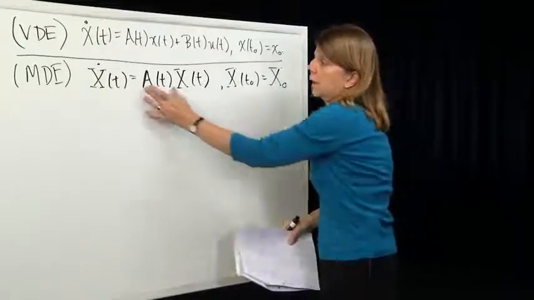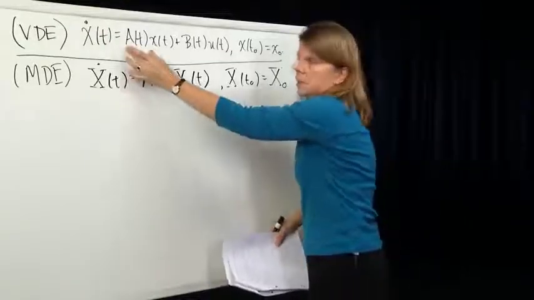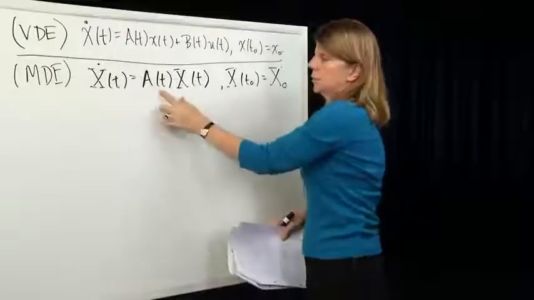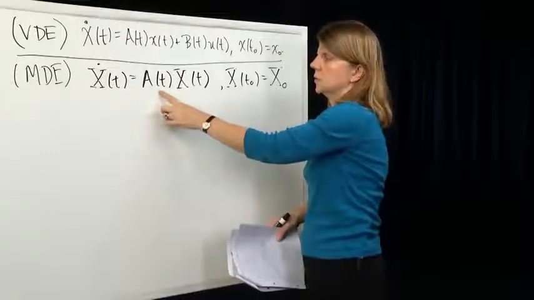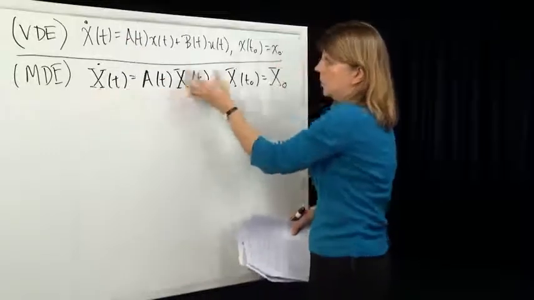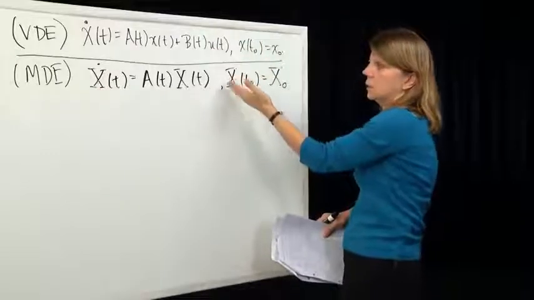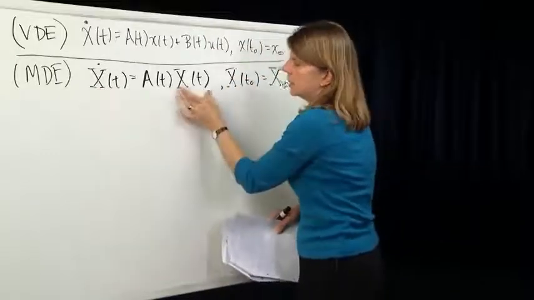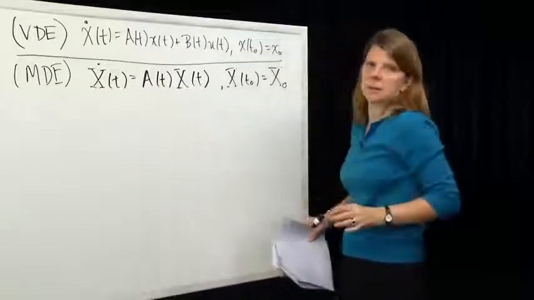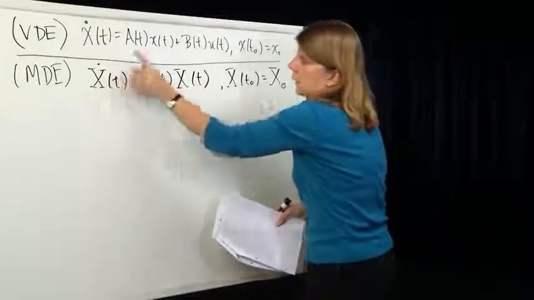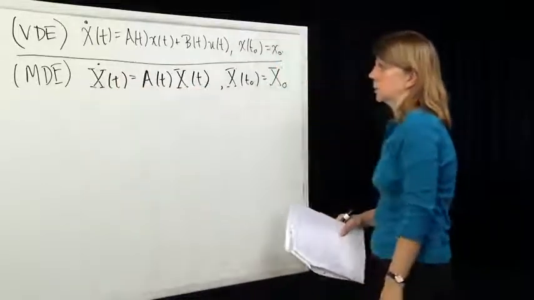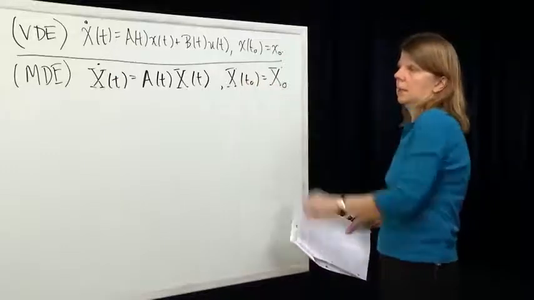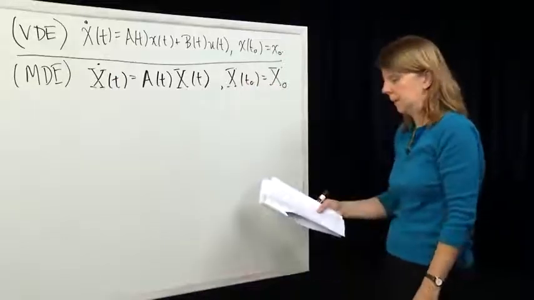Okay, so here, A of t is the same A of t matrix that we had in the vector differential equation. It's an n by n dimensional matrix. What's changed, apart from we also don't have a B and a u here, is that X is a matrix. It's an n by n dimensional matrix. And this is called the corresponding matrix differential equation. So these are all n by n dimensional matrices.